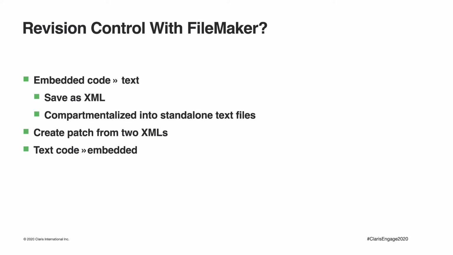This is, in a way, the reverse of the first step. We're taking text code and embedding it back into the FileMaker file. And the recently released app upgrade tool does exactly this. At the moment, it exists as a developer preview, and hopefully in the near future, it'll be hardened and will be accompanied with the ability to create patch files.